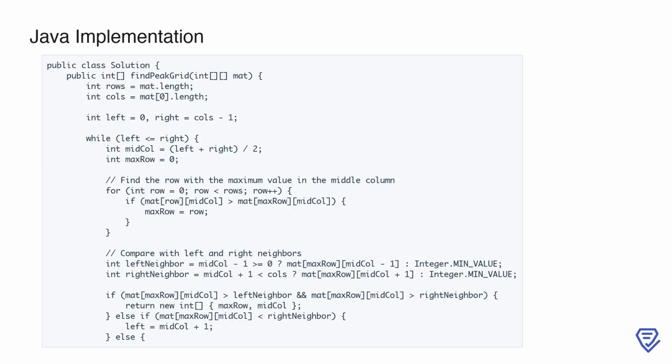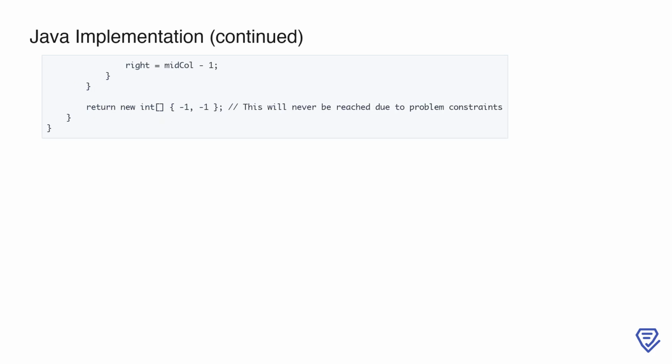However, if the value in the right neighbor is greater, it indicates the peak might lie further to the right, so we move our left pointer to midCol + 1. On the other hand, if the value in the left neighbor is greater, we shift our search to the left by moving the right pointer to midCol - 1. This binary search process ensures that we narrow down the potential columns efficiently, focusing only on the relevant portion of the matrix. Once the loop ends, the function will have returned the coordinates of a peak element.